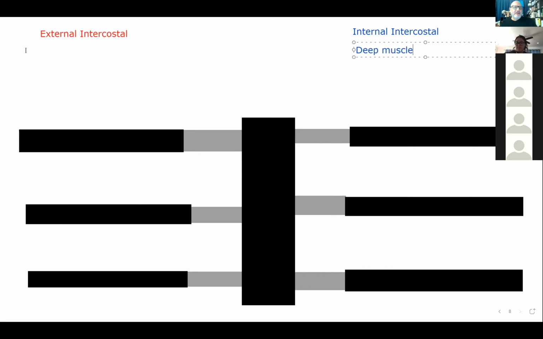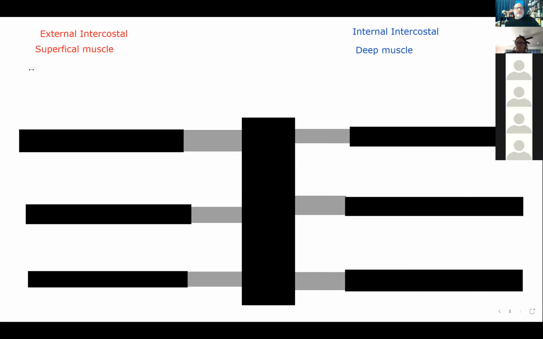And this one over here, the external intercostal, would then be what? More superficial. So that is a super easy, obvious way we can tell them apart. One is going to be superficial and one is going to be deep. But there are some other big differences between these two.